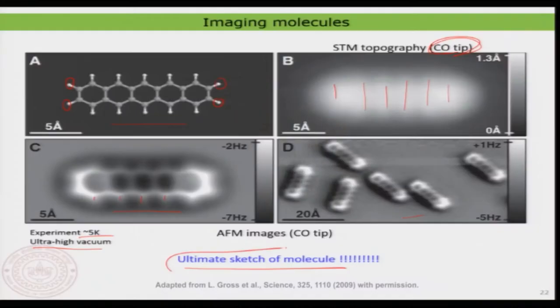Because of that, you basically see a slightly boat-shaped molecule in this case. This is very spectacular because now you are actually seeing how the molecule adsorbs and even the shape of the molecule to a good extent. That is why I am calling it the ultimate sketch of a molecule, the ultimate sketch of a molecule sticking on a surface.